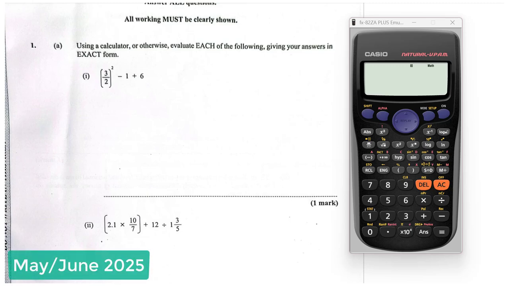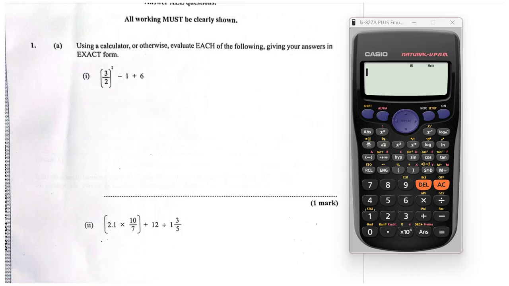Using a calculator or otherwise, evaluate each of the following, giving your answers in exact form. So here we have (3 over 2) all squared minus 1 plus 6. We can enter this directly in our calculators because it's just 1 mark and it's for the answer. So it's 3 divided by 2, all squared, minus 1 plus 6. And that gives us 29 over 4.